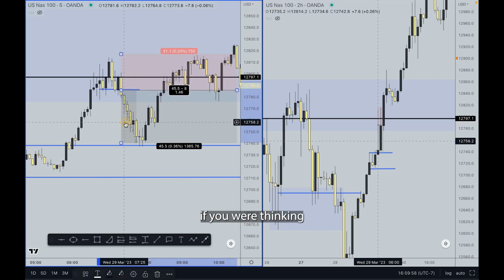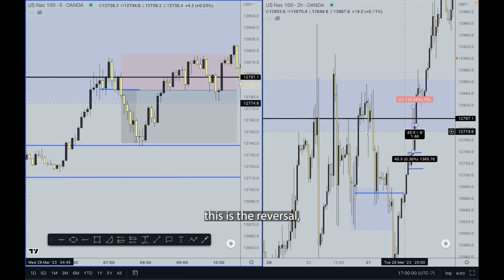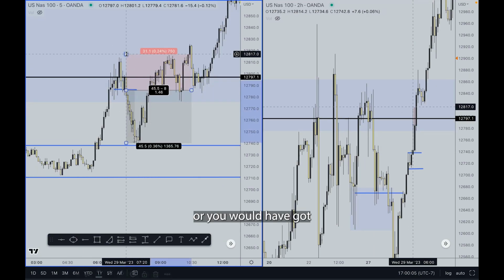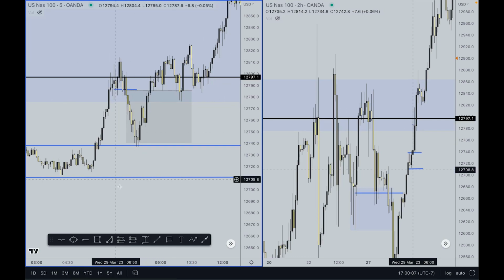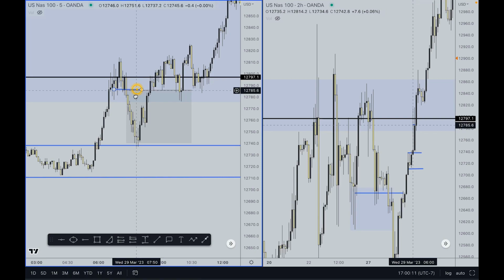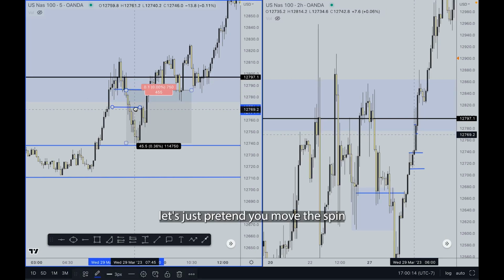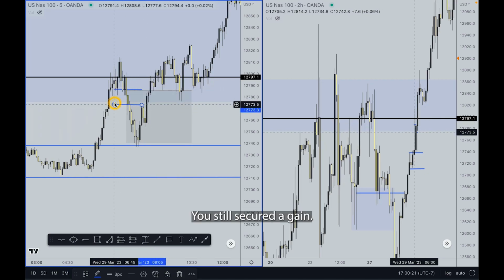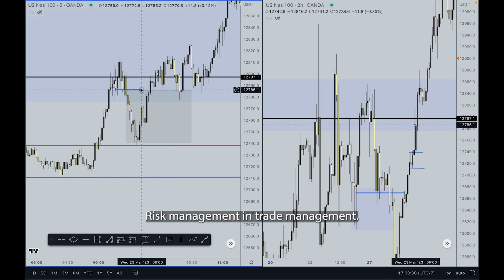But you see, if you were thinking too big and going, oh, this is the reversal, you either would have taken a loss because you would have got stopped out up here, or you would have got taken out at the break even, or if you trail your stop loss, like how I tell my students to, trailing it down, you know, let's just pretend you move this blue line right here as a stop loss. You lock some profit in, the price came back and takes you out, you still secured a gain, and that's what matters the most at the end of the day. Excellent trade management is what trading comes down to. Risk management and trade management.